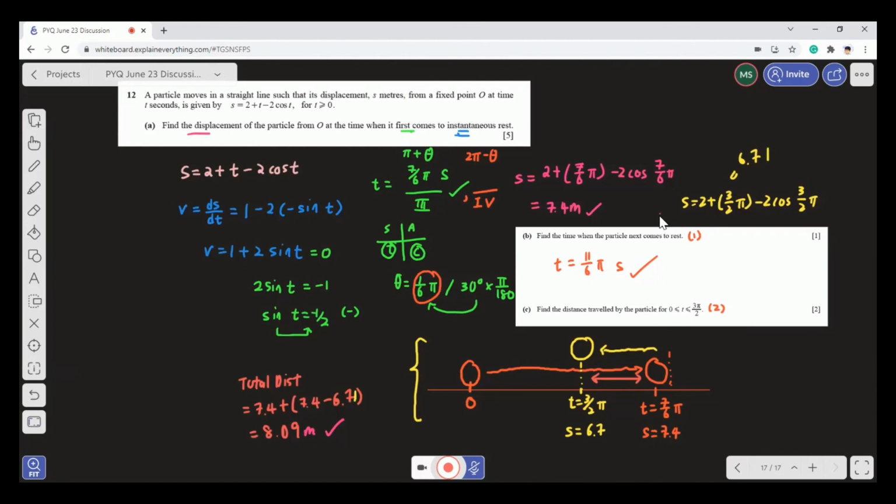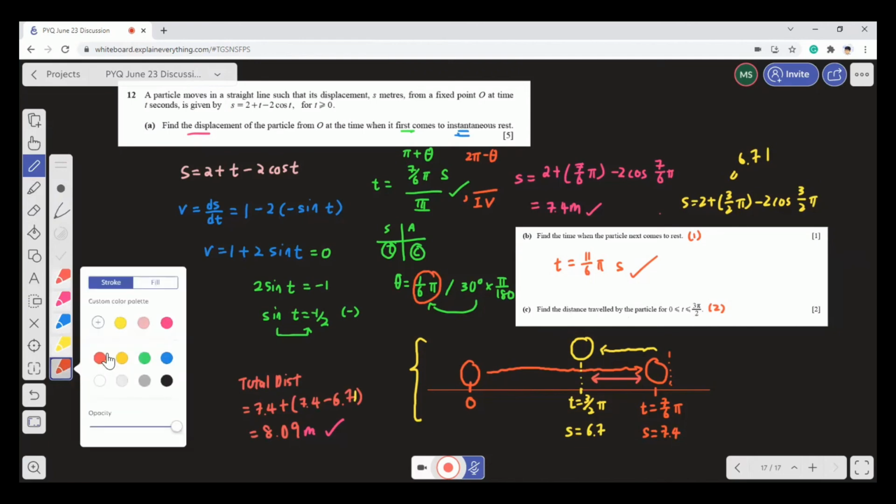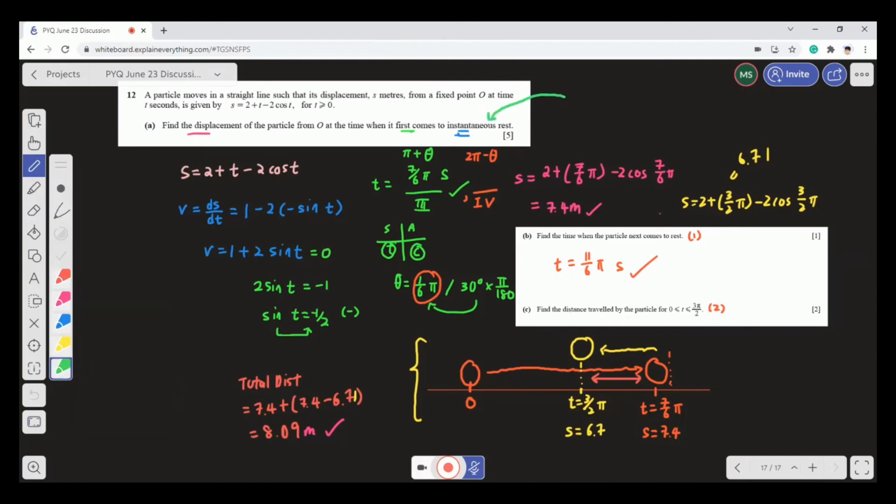No. How about the rest? For this one, I'm still not quite sure for C, for the opening part. Which C? This question 12C? Opening part means you do not know why it is like that. Yeah, because the question mentioned it will be at rest. Instantaneous rest. So rest means that the particle will U-turn. It just stops a while, maybe hits something, and then it will U-turn. So that's why you U-turn at 7/6 pi and 7.4 here.